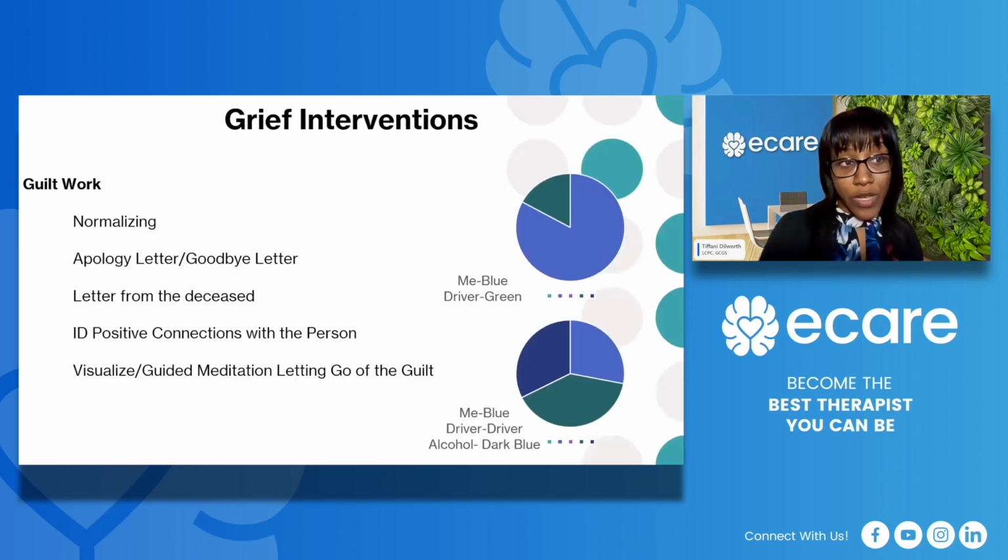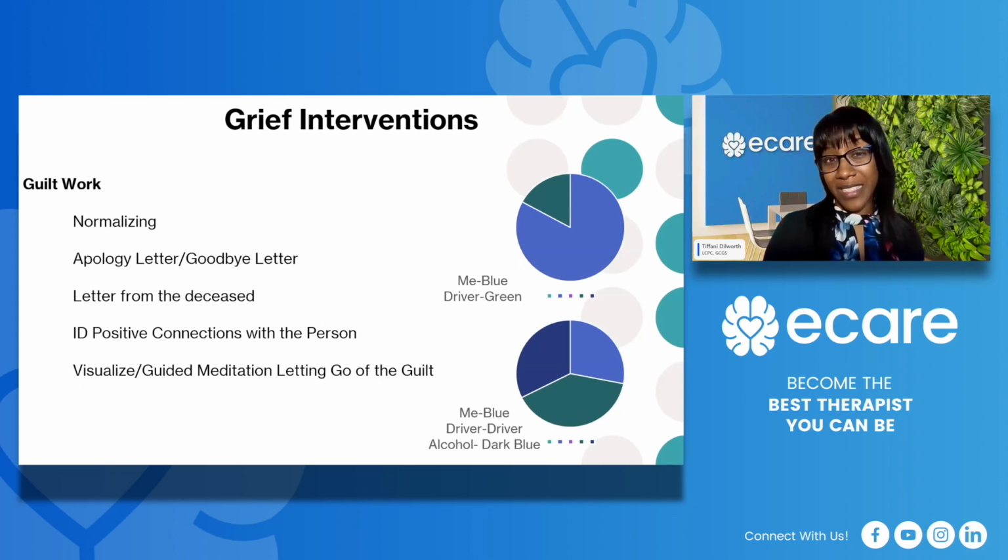Next is guilt work. When it comes to guilt work, it's about normalizing. Again, normalizing does not mean we agree. It just means we are seeing our clients for what they're experiencing, and we're letting them know, I see you and I hear you. When it comes to guilt work, there are many different tools that we can utilize. This is just a few. One is an apology letter or a goodbye letter, which can go a long way.